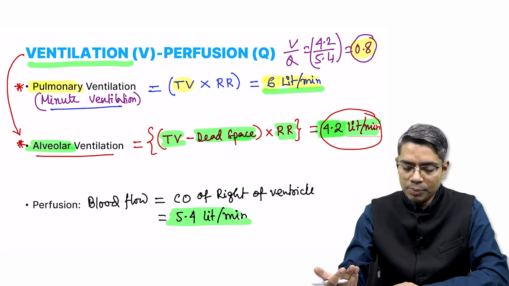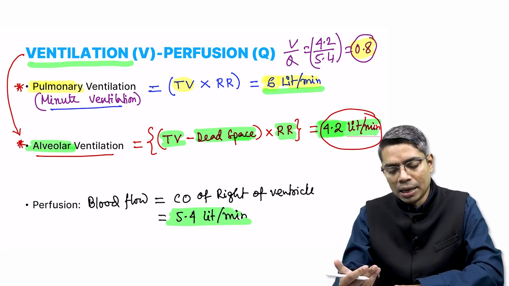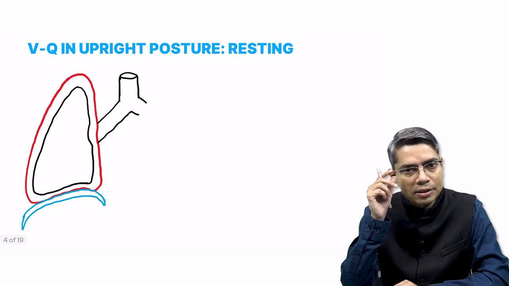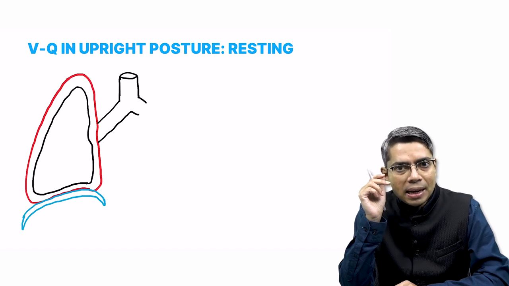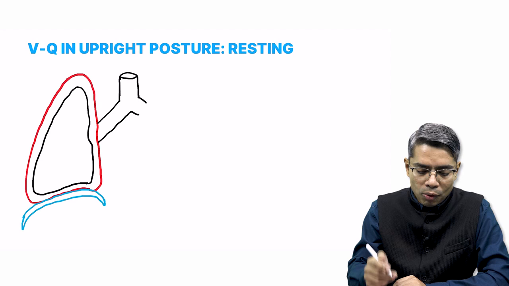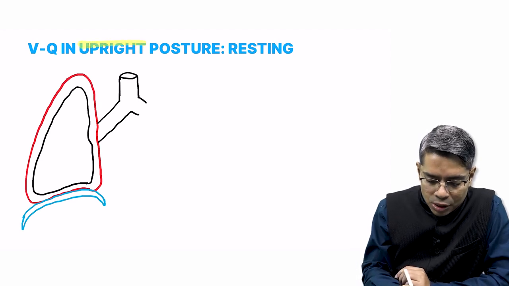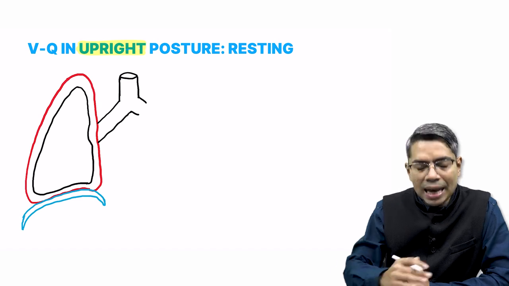So how the ventilation perfusion ratio is different in different parts of the lung, that we are going to discuss with the next topic, that is the ventilation perfusion in upright posture. And it is written in resting condition. So why are we using the upright posture? When the person is in lying down posture, the ventilation perfusion ratio is almost equal in different parts of the lung, starting from apex to the base. But whenever the person is in upright posture, the VQ ratio will be different in apex, middle part and base of the lung. That we are going to discuss, why it will be different.